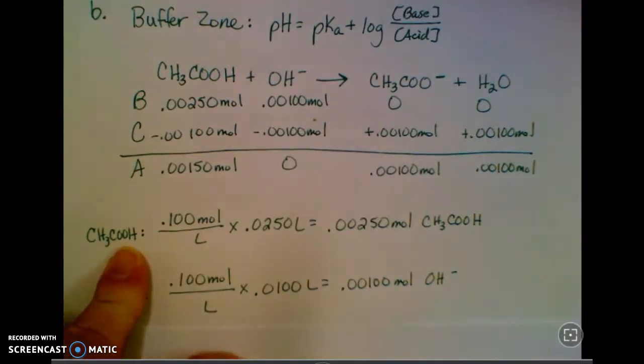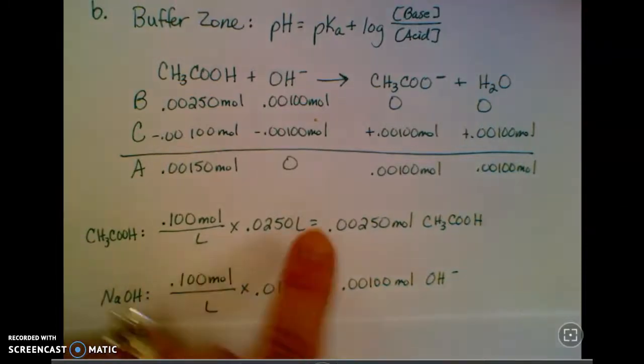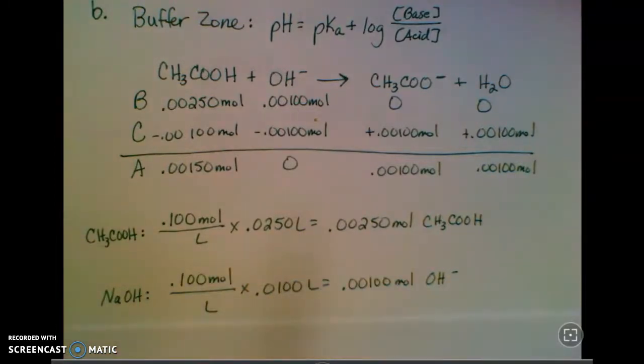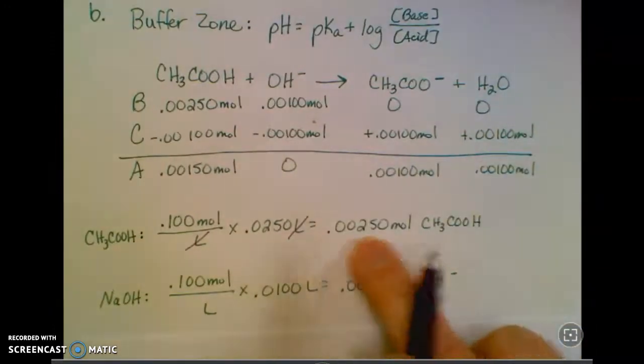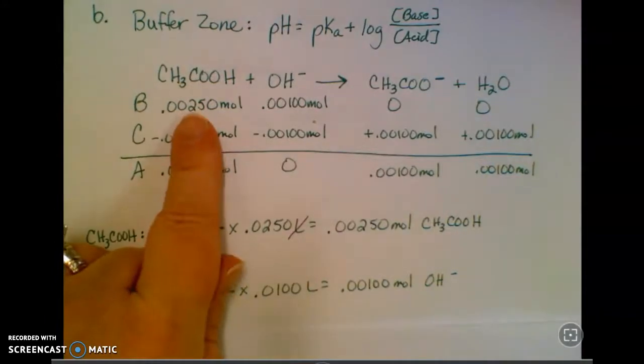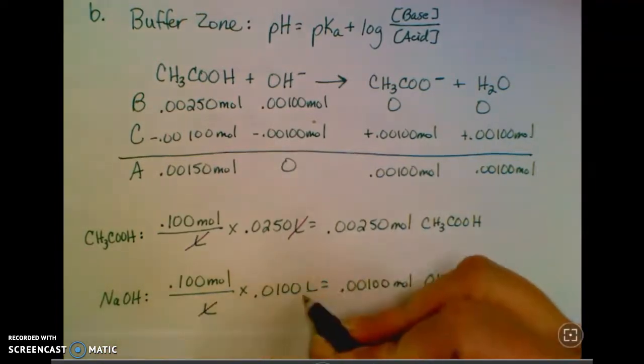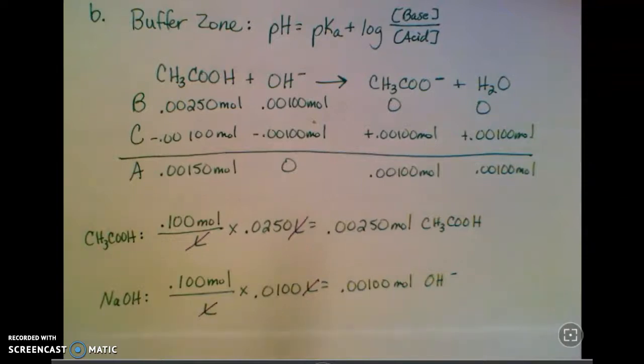For the acetic acid at this point, I had 25 milliliters, which is 0.0250 liters. If I multiply those together, liters cancel out, and I get 0.00250 moles of the acetic acid. So that's what's going right here. For the sodium hydroxide, I had the same molarity. I multiply by its volume to cancel out the liters, and I get 0.00100 moles for the hydroxide. So that's where I got that number.